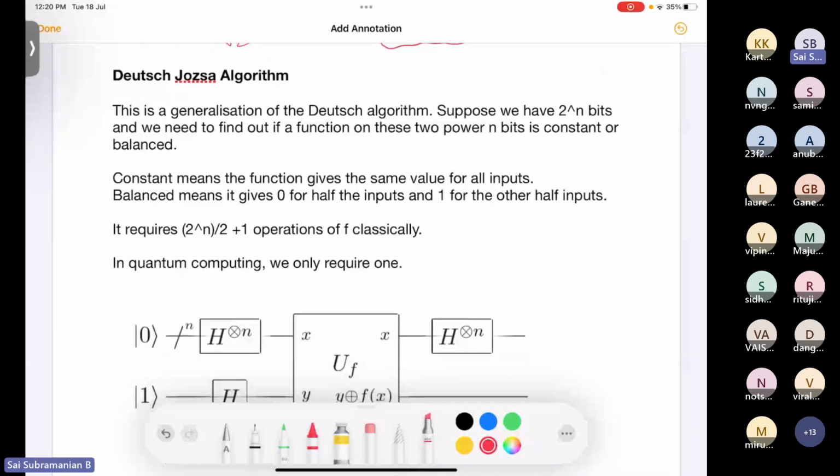So classically, to find out whether a function is balanced or constant, we could require up to 2 power n by 2, plus 1 operations. Because for the first 2 power n by 2 operations, even if we got all of them as 0, it could be that all of the remaining operations lead to 1. So we need one more to confirm whether all of them are 0 or whether the last one is 1 and it's a balanced function. So we could require 2 power n by 2 plus 1 operations of f classically to find out whether the function is constant or balanced.